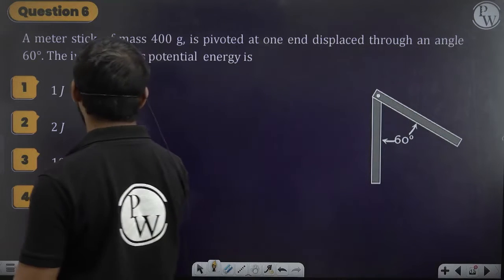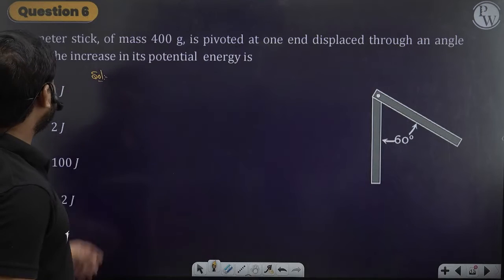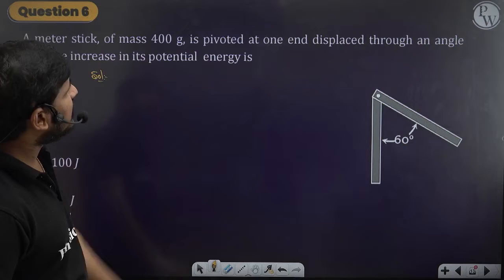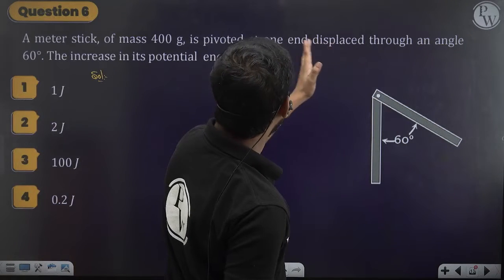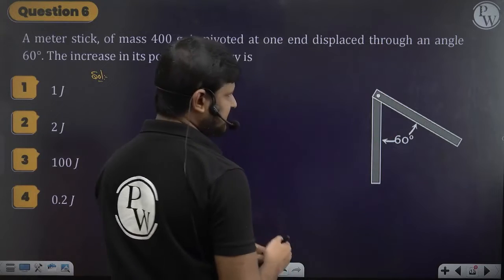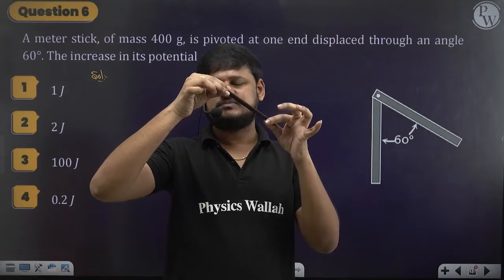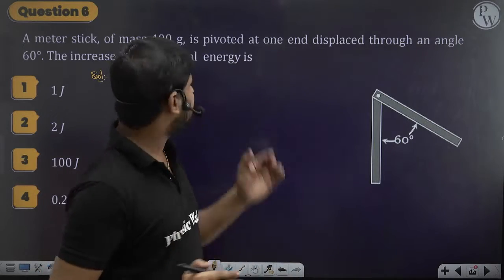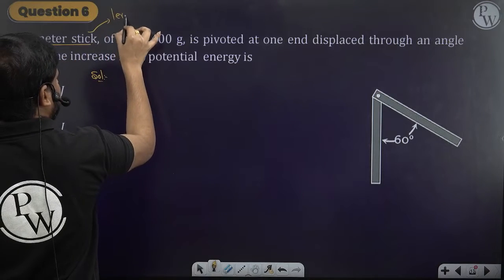See here, try to understand the given question. A meter stick of 400 grams is pivoted at one end and displaced through an angle theta. See here, this is a meter stick, pivoted at this end, and now it is displaced from here to here like this. The meter stick means its length is 1 meter.